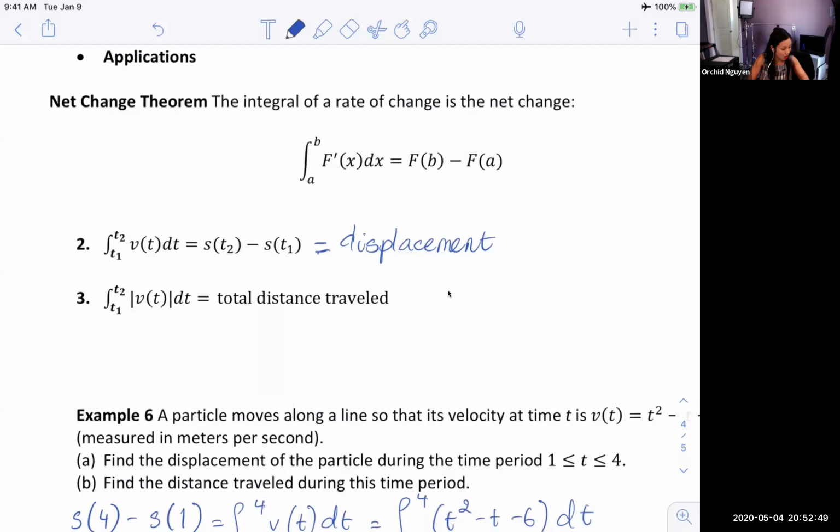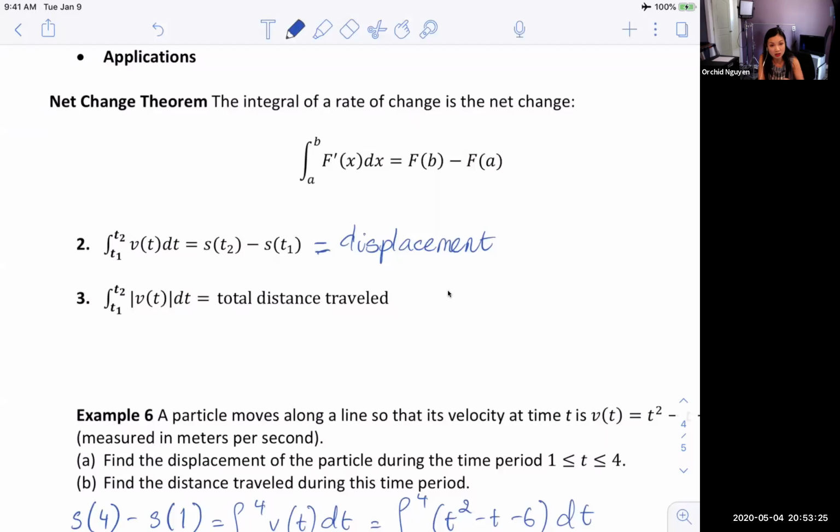Pretty much, we can use this theorem, we can use this principle to apply to any rate of change in natural or social sciences. So for example, let's talk about the rate of growth of a population. So let's call dn over dt the rate of growth of a population. Then if you integrate, the integral is going to be the net change in population during the time period from, let's say, t1 to t2.